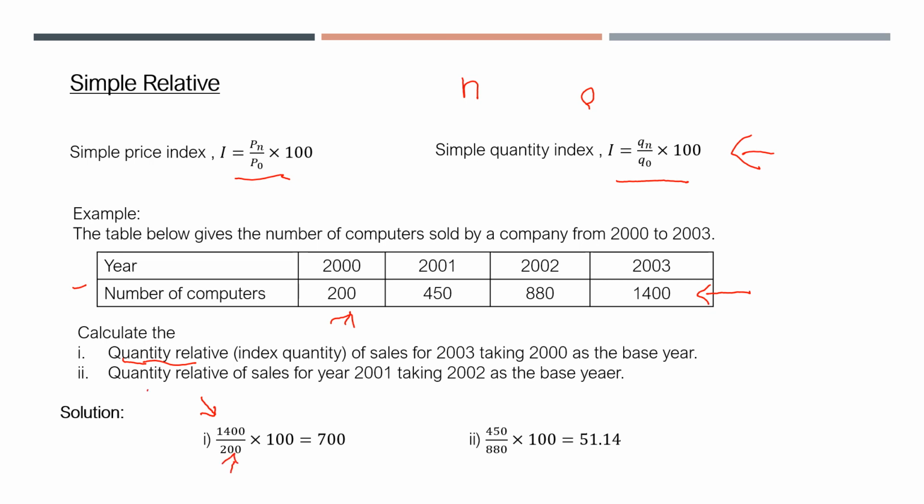The same for the second one. You want to find the year 2001, taking 2002 as the base year. So for 2001, the current quantity, you put here above, and then the base year 2002, you put below, and then times with 100, you get an answer.